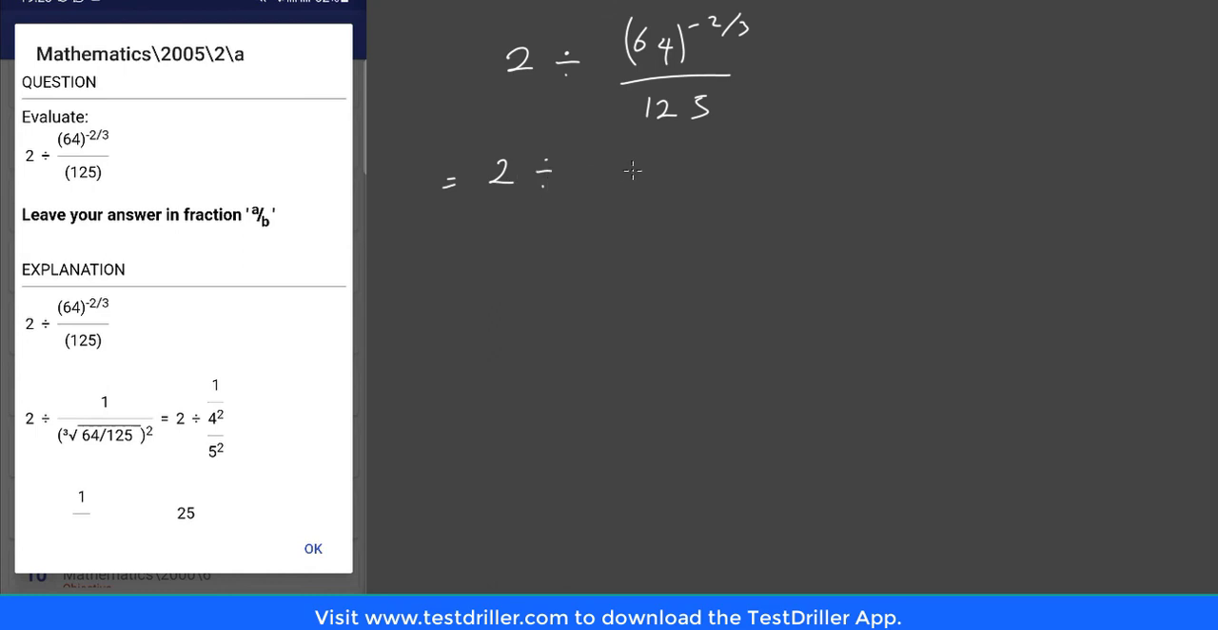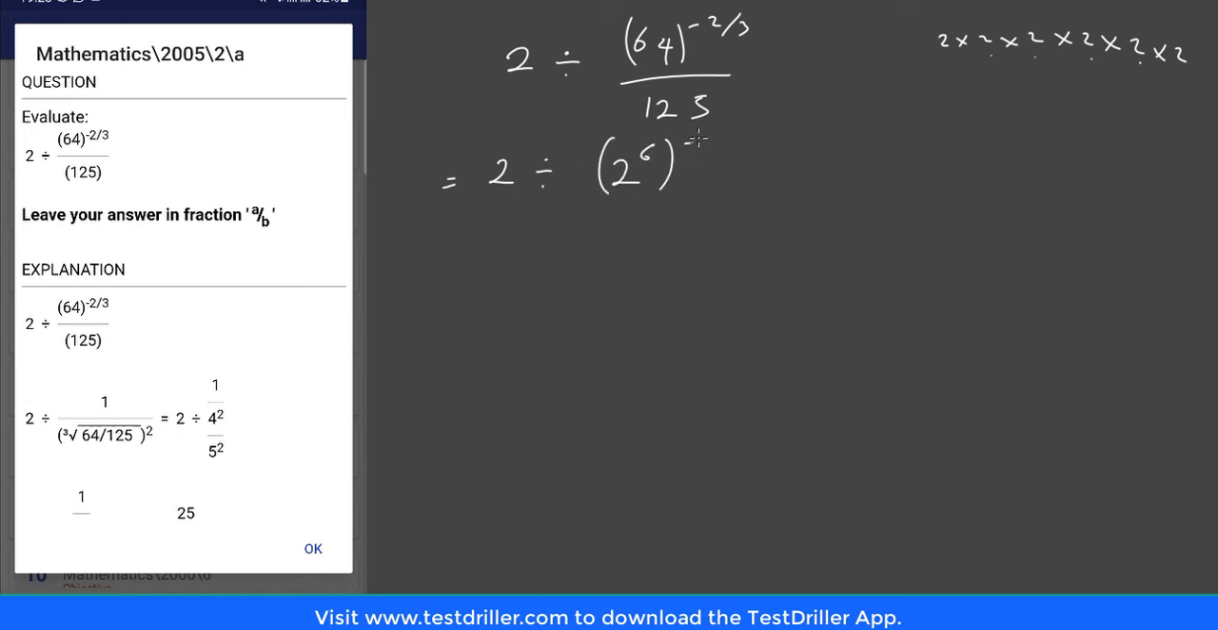64 can be written as a power of 2. How many times do you multiply 2 by itself to get 64? That's 2 times 2, which is 4, times 2, which is 8, times 2, which is 16, times 2, which is 32, and times 2, which is 64. So it is 1, 2, 3, 4, 5, 6. So it is 2 raised to the power of 6.